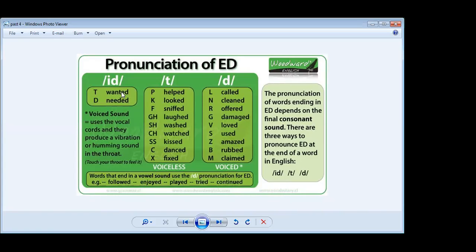Okay, so when the last letter of the verb is T or D, we pronounce it "id". We pronounce it "id": wanted and needed.